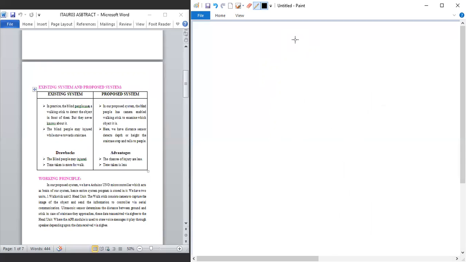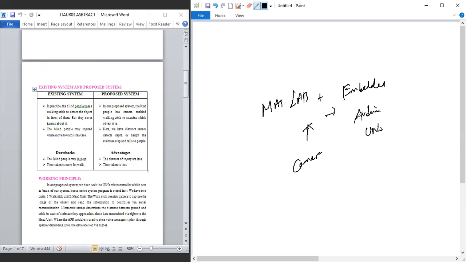Now the working principle. Here we are using two sections. One is MATLAB, and the other is embedded, with object identification using the camera. We are getting the input from the embedded controller, the Arduino Uno microcontroller, and based on the image captured, we are using speakers to inform the blind person. This is the working principle of this project.